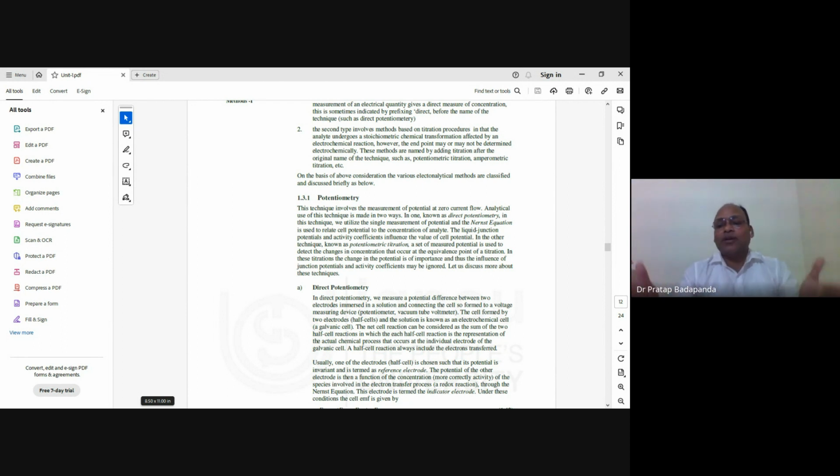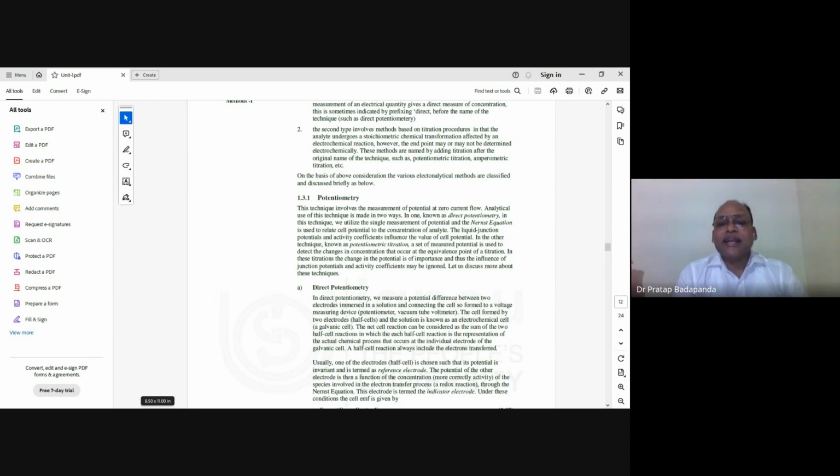When a battery comes, we don't know what amount of current is there. So potentiometry measures without consuming any kind of energy, without using the battery. It will measure how many volts, how much reserved current is there. That is why this potentiometry is important.